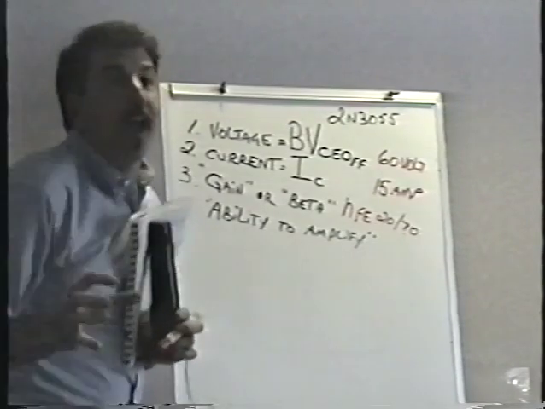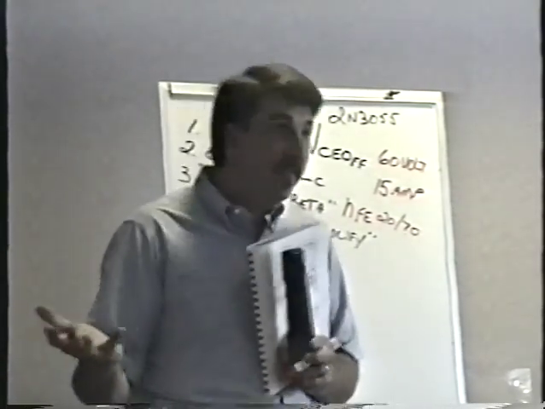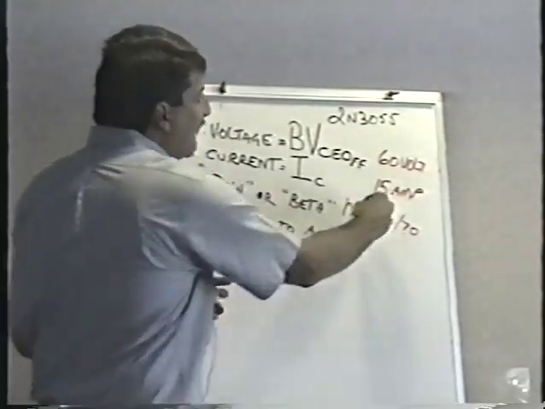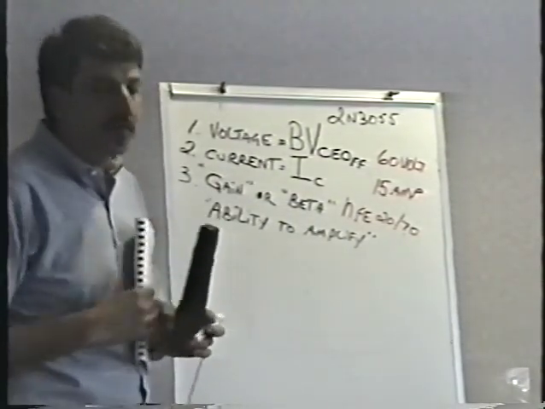Okay, so they come off the assembly line. Man, they could have any kind of gain. You don't even know. Anyway, so they give you a range. This transistor will have a gain of somewhere between 20 and 70.